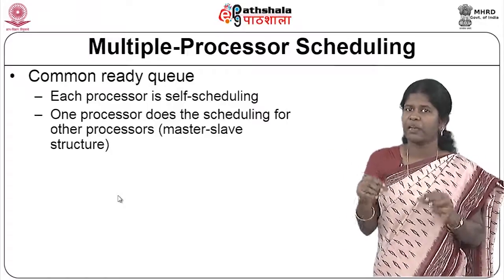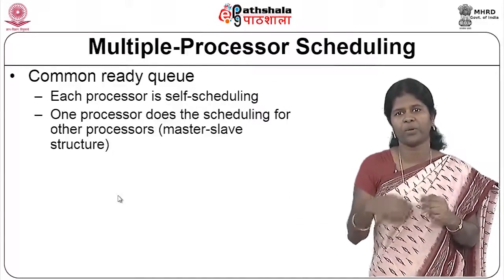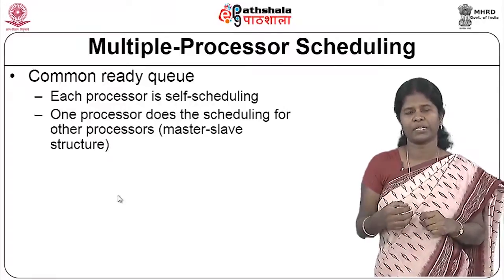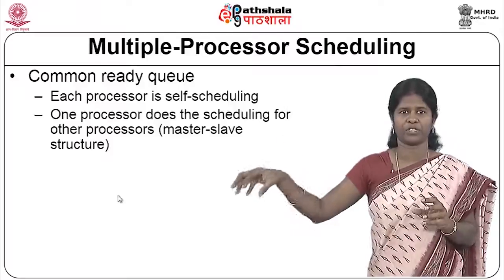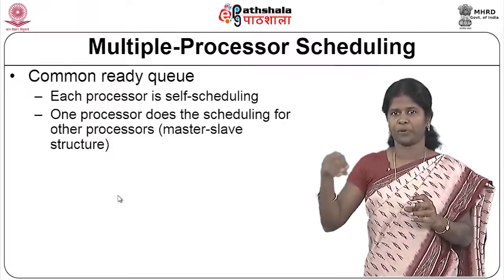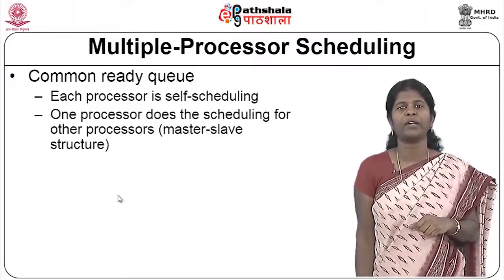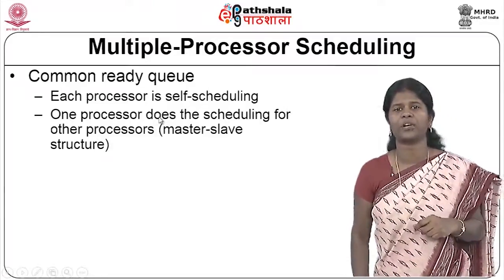In a sense, each processor will pick up a process from the ready queue and execute it. Or the other way is that there can be one processor among the different processors which is responsible for picking up the processes from the ready queue and assigning them to the CPU. So, that processor does the scheduling for the other processors.